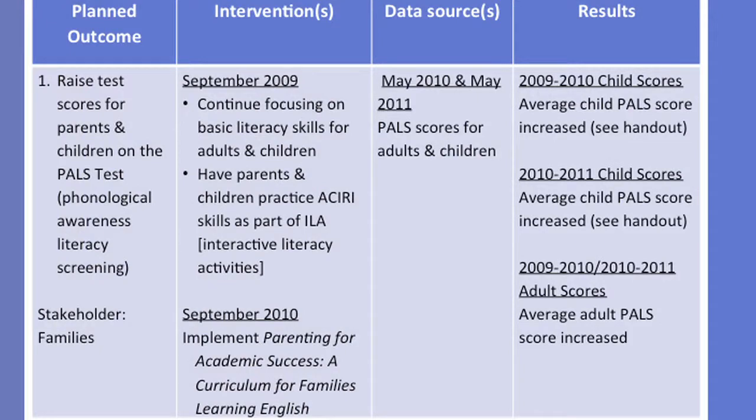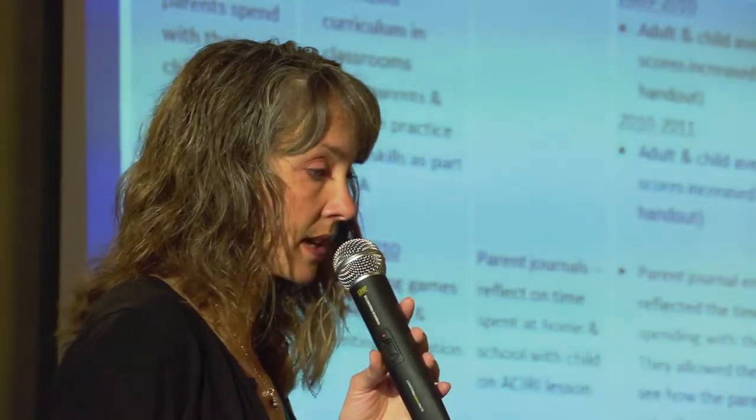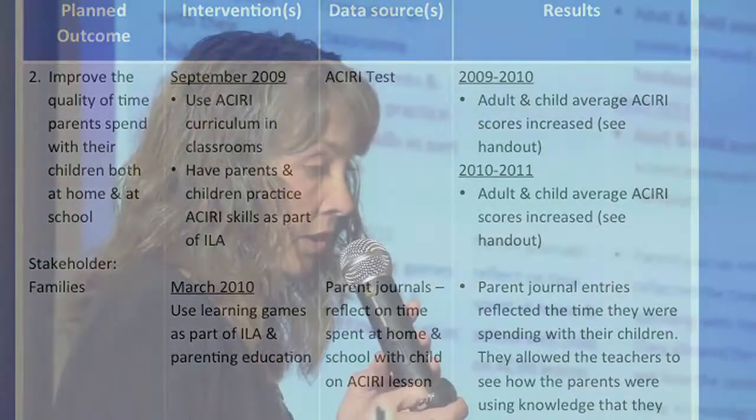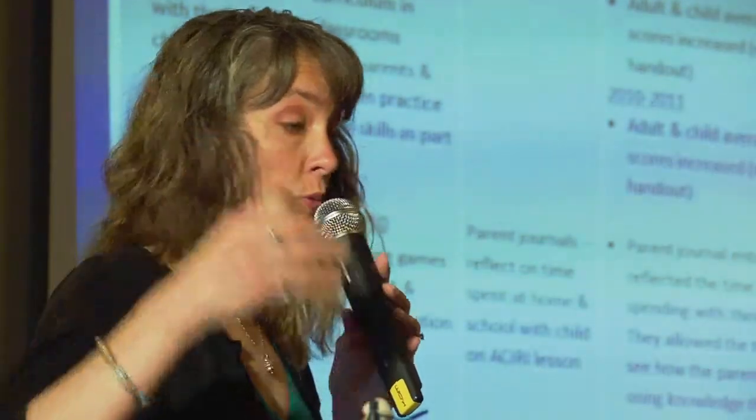Their second outcome or goal was to improve the quality of the time that parents spend with their children in a variety of settings. Again, you see a couple of different interventions that they selected to achieve that. They have the ASIRI test as a data source and also parent journals. So we're seeing multiple types of data, not just one measure.